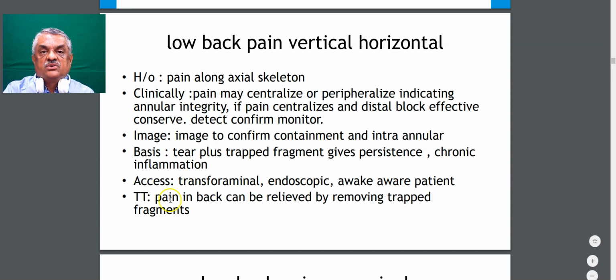Now, imaging is done to confirm the containment of the disc, because here the disc is contained, the outline of the disc is not changed, and there are intra-annular changes. The basis is there is an annular tear which could be leaking, which may have chronic inflammation because of reaction by the granulation tissue, and it could also have trapped fragments of nucleus in the posterior annular tear which need treatment. The access for treatment here is transforaminal endoscopic in an awake and aware patient, and the pain in the back can be relieved by removing the trapped fragments of nucleus in the annular tear or by sealing the annular tear.